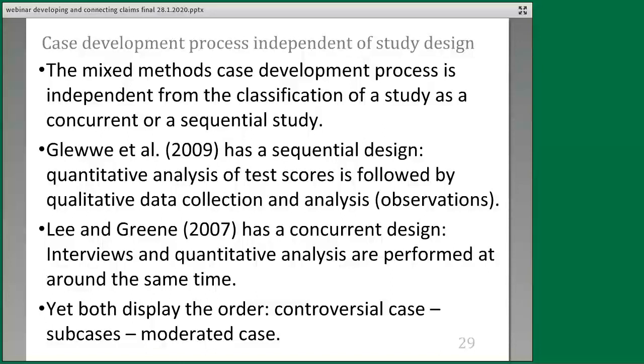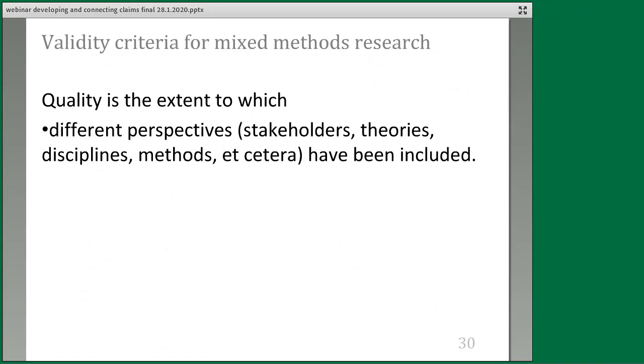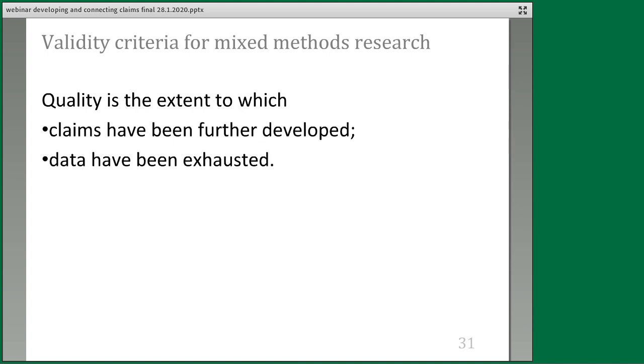I will continue. I think it also affects quality criteria for mixed method research. Quality, that's always my first thing, is related to the extent to which different perspectives, stakeholder theories, disciplines, methods, etc., have been included. I will go to the next slide because I haven't said much about this, but I wanted to mention it because I think it's so very important.